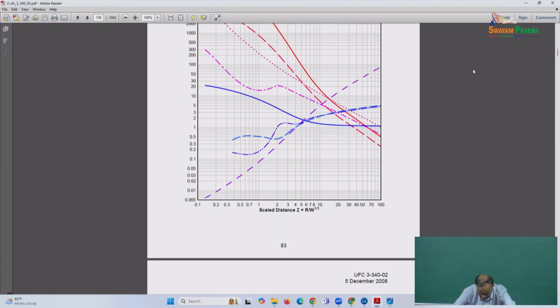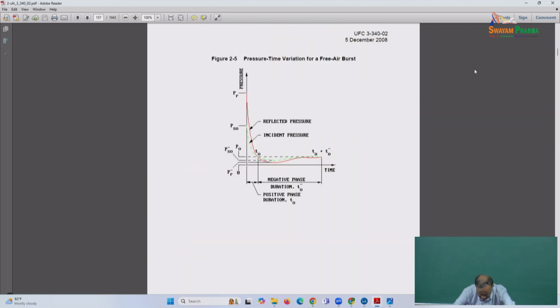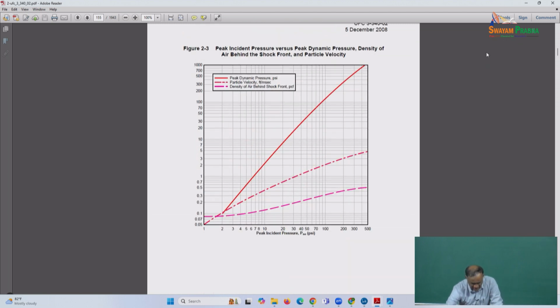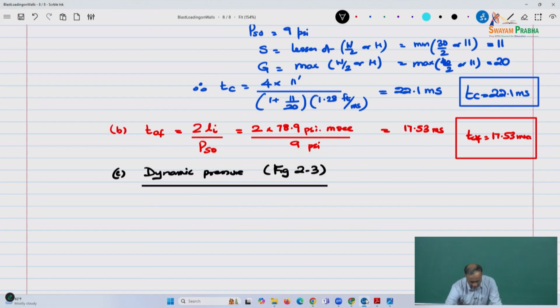So figure 2-3 is 10, 9, 8, 7, 6. So here is 2-3 peak. Based on PSO, you get the peak dynamic pressure, particle velocity. Again, this is something I had shown yesterday. So the peak dynamic pressure is from figure 2-3. From this figure, you get Q naught directly as 1.8 psi.